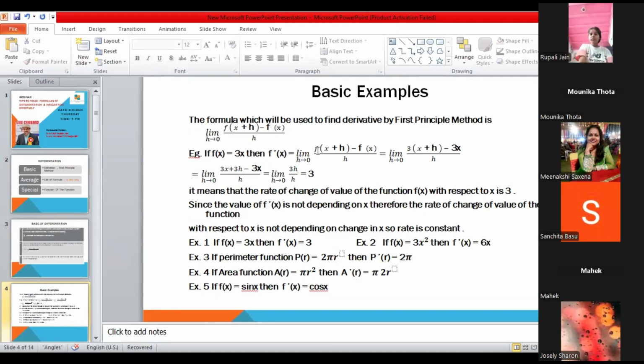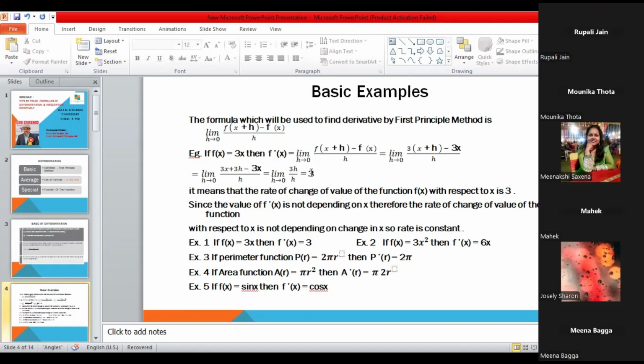You can see everybody knows very well how we get it, so I'm not going to explain. Simply we substitute x plus h in place of x, and then at last we get the answer 3. Why have I selected this as the first example? Because this is a function whose derivative comes out constant, not depending on x.